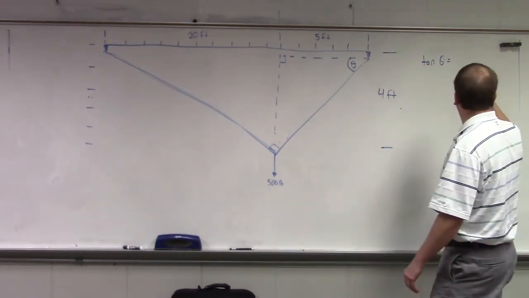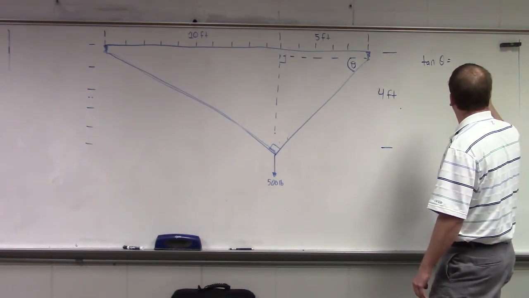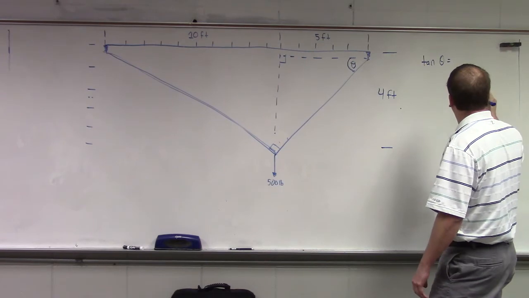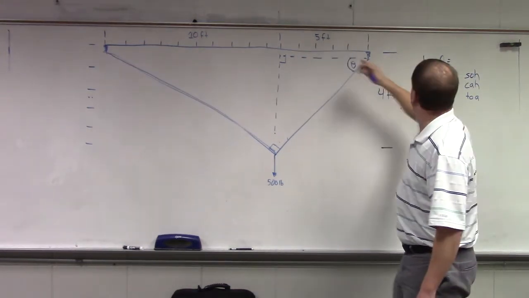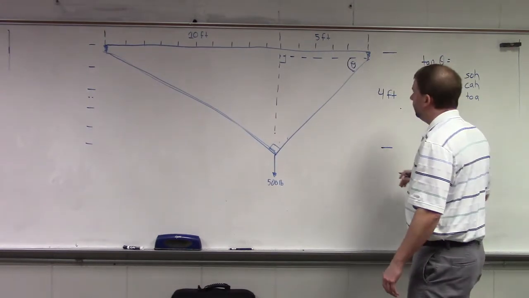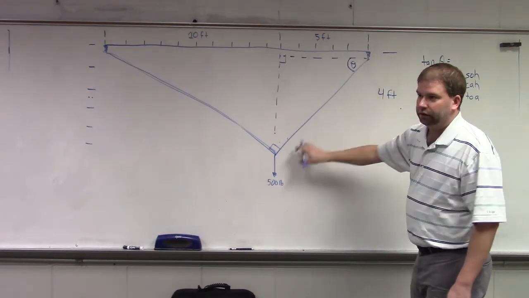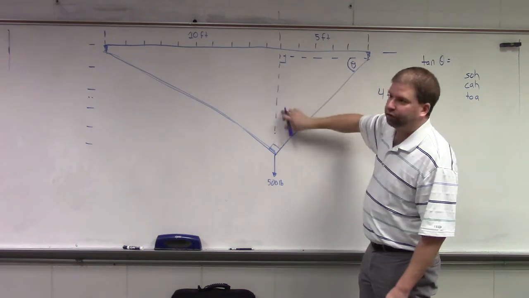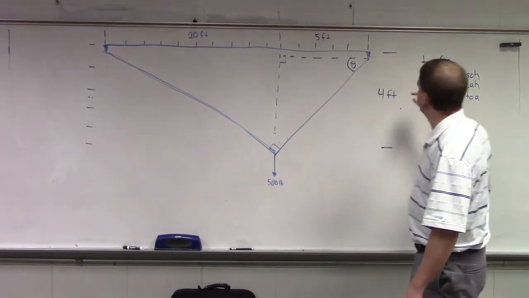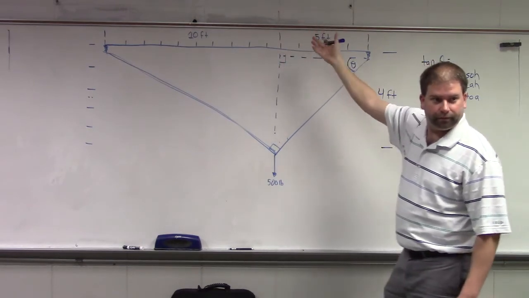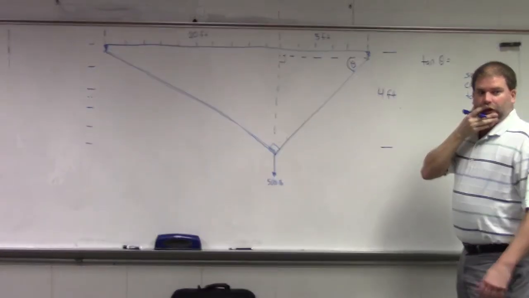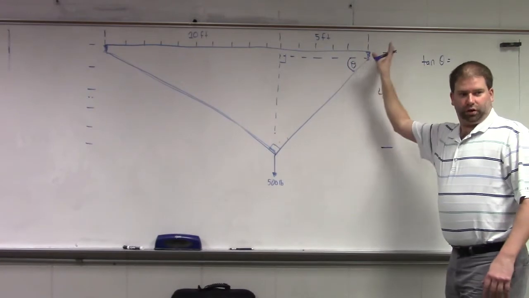What do we remember? We have SOHCAHTOA, right? Oh, cosine? Well, but we don't know what this distance is. We know that this is 4 foot, and we know that this is 5 foot, so we have to use tangent. So you're right in tangent. You could use the Pythagorean theorem to determine that distance.